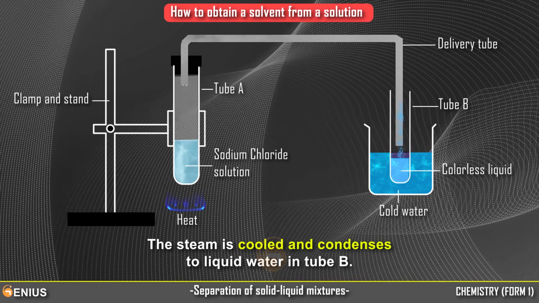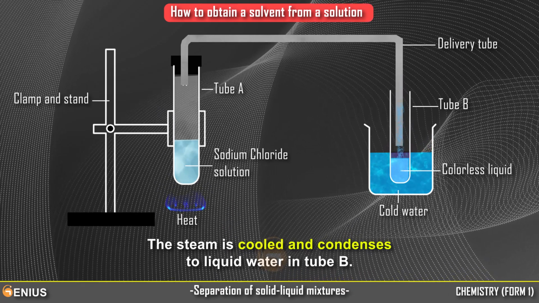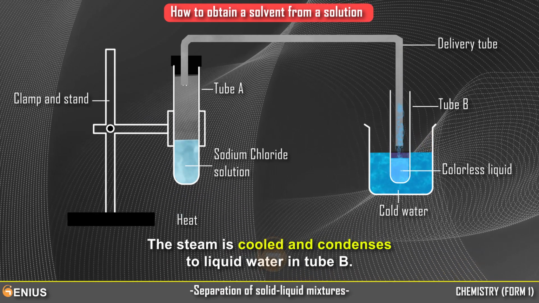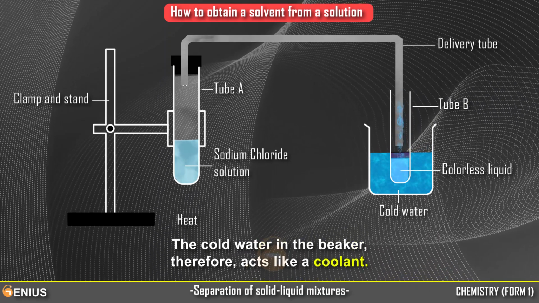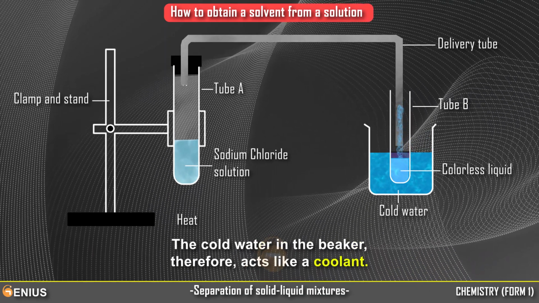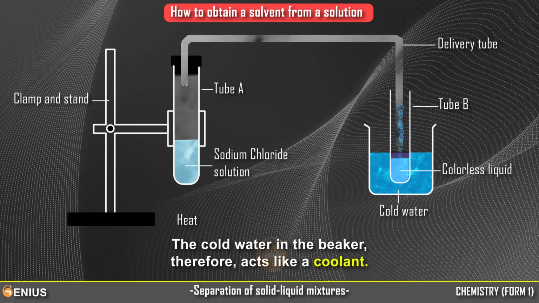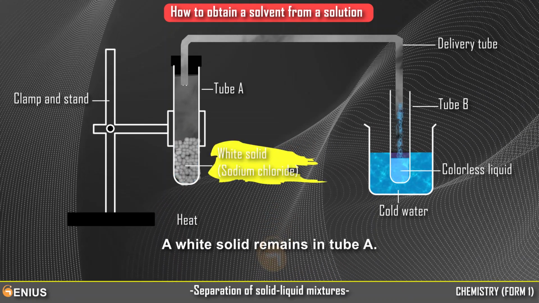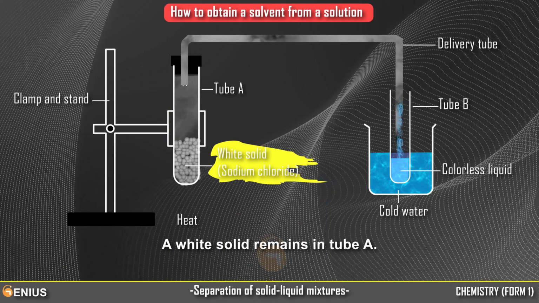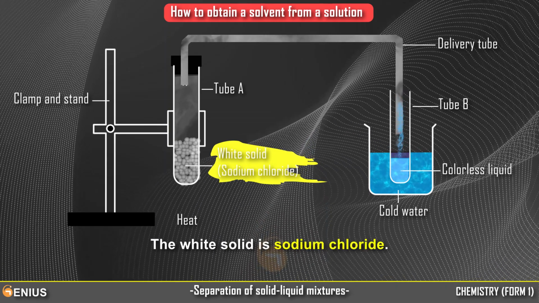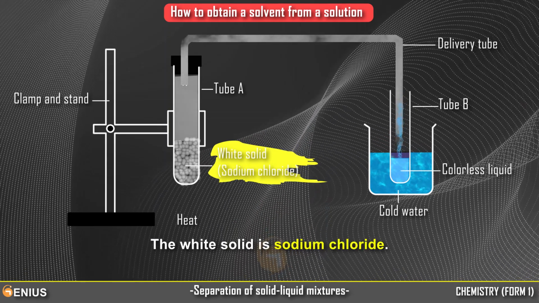The steam is cooled and condenses to liquid water in tube B. The cold water in the beaker, therefore, acts like a coolant. A white solid remains in tube A. The white solid is sodium chloride.